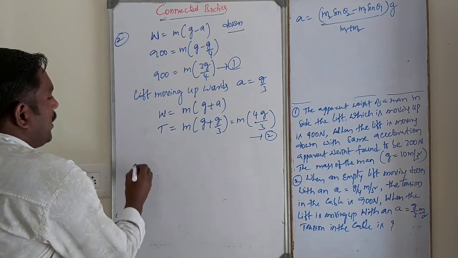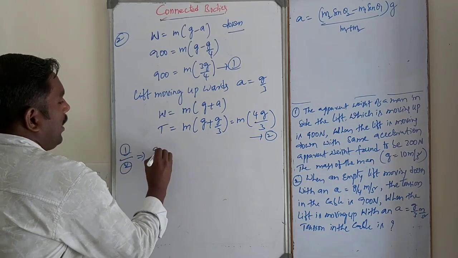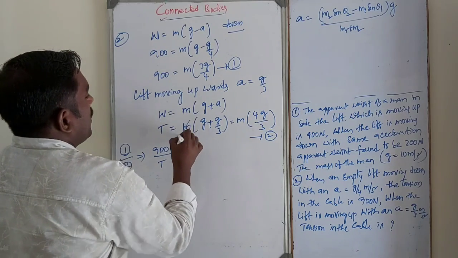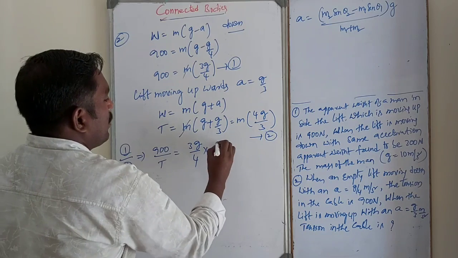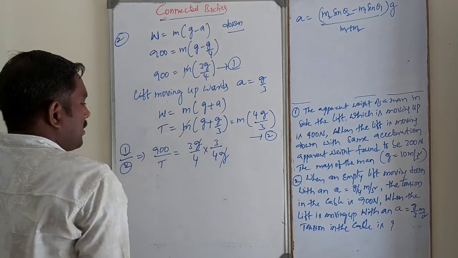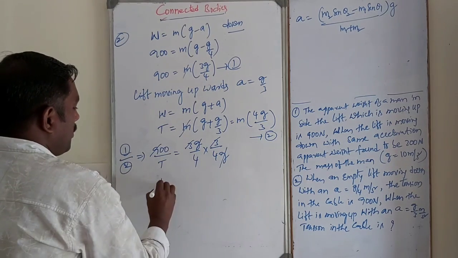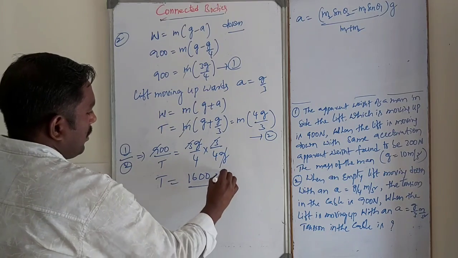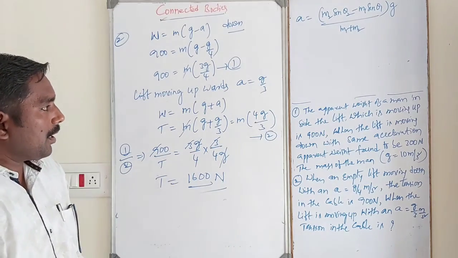So dividing equation 1 by equation 2: 900 by T is equal to, m gets cancelled, students, 3g by 4 into 3 by 4g. g cancels out, 9 cancels out. So on cross multiplication, tension is equal to 4 into 4, 16 into 100 Newton. This is 1600 Newton. That is the final answer.